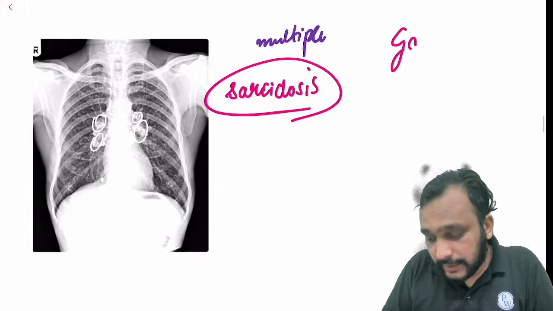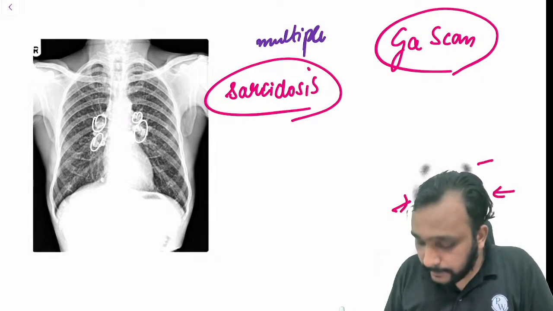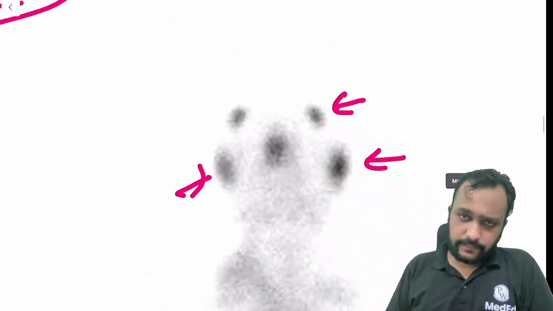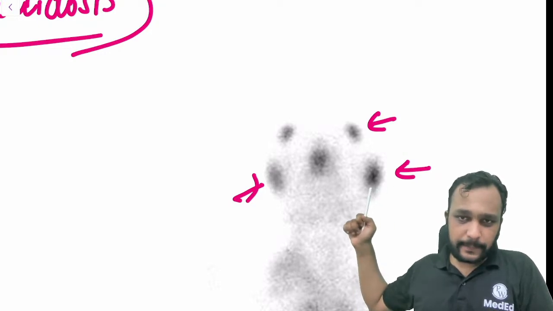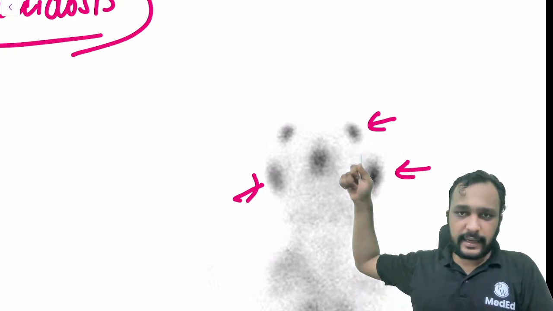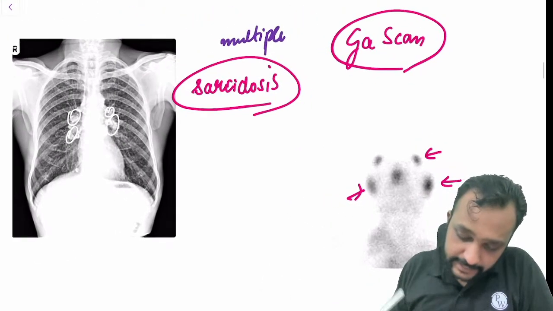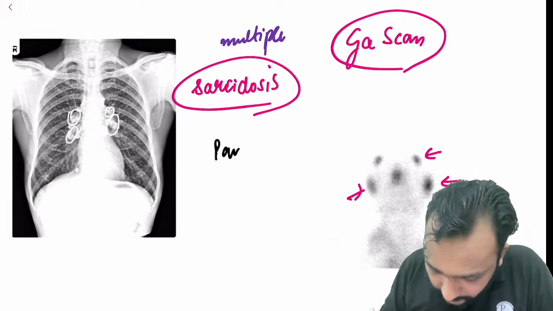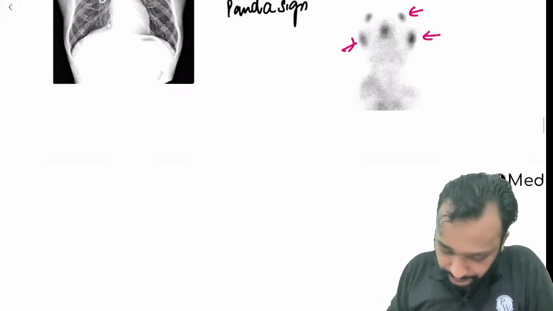And if I talk about gallium scan, on the gallium scan, they are going to show uptake within the parotid glands and within the lacrimal glands. In the gallium scan you will see that there is increased uptake in the parotid glands and in the lacrimal glands, and this increased uptake of gallium is going to give a sign that is known as panda sign, right? Panda sign.